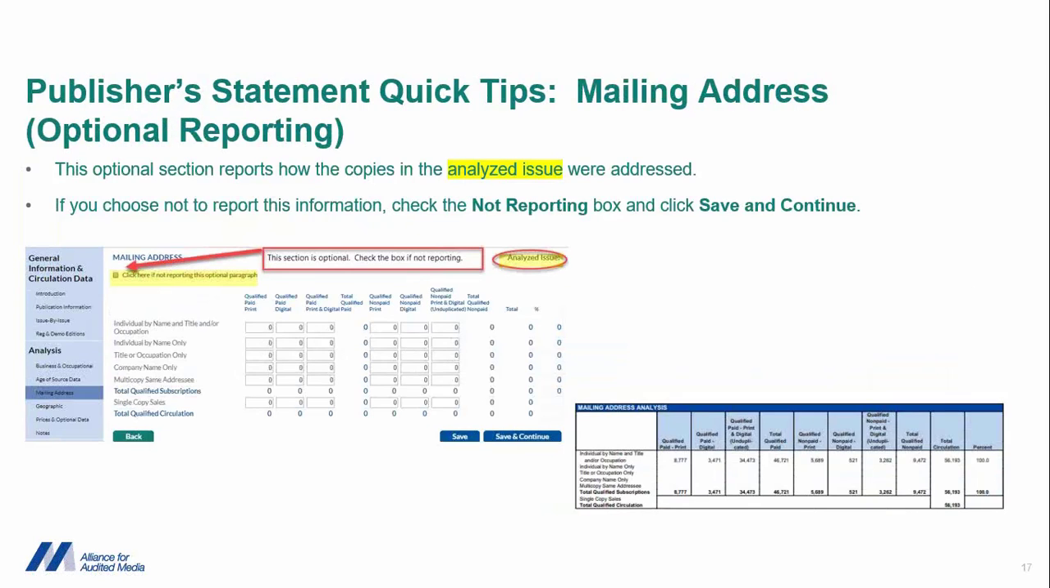Next section is an optional reporting. It's the mailing address. This is taking your analyzed issue and it's breaking it down. How was that issue mailed to the individual? Was it individual name and title? Was it individual name only, etc.? Again, this is an optional reporting. If you choose to fill this out, it is based off your analyzed issue.